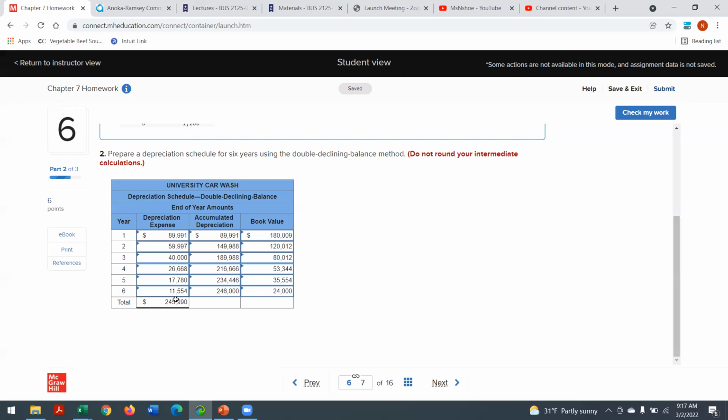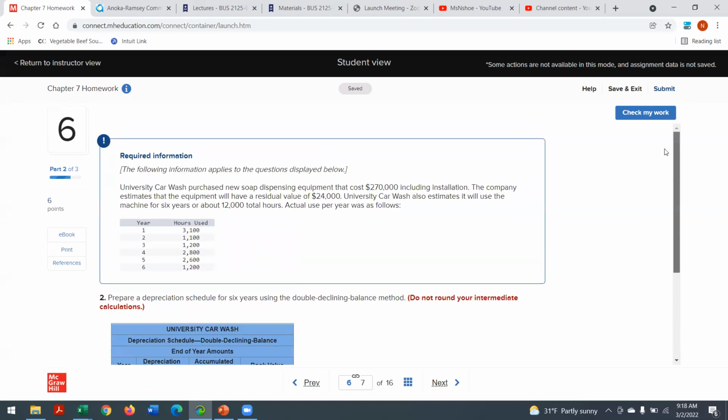How do you find the straight line rates? I can't figure it out. Guys, it's so cool. Yes, thank you for asking. You see here it says to prepare a depreciation schedule for 6 years, because it told me the asset was going to be used for 6 years.